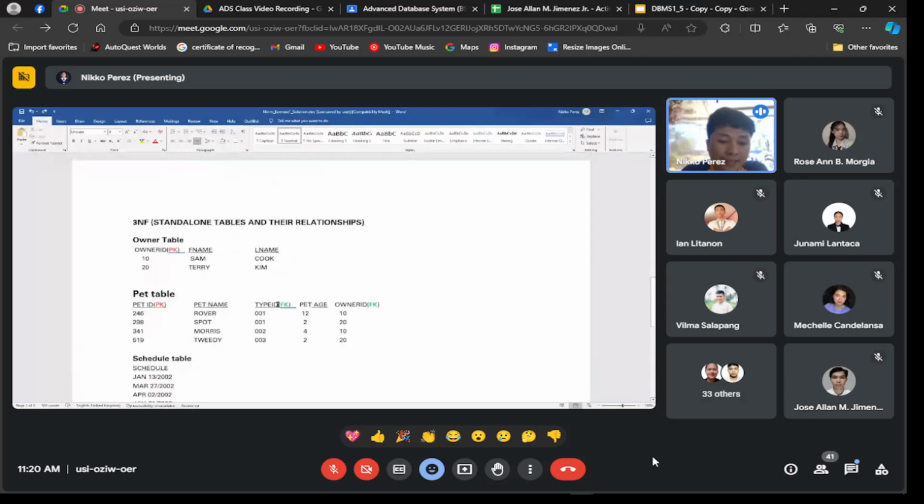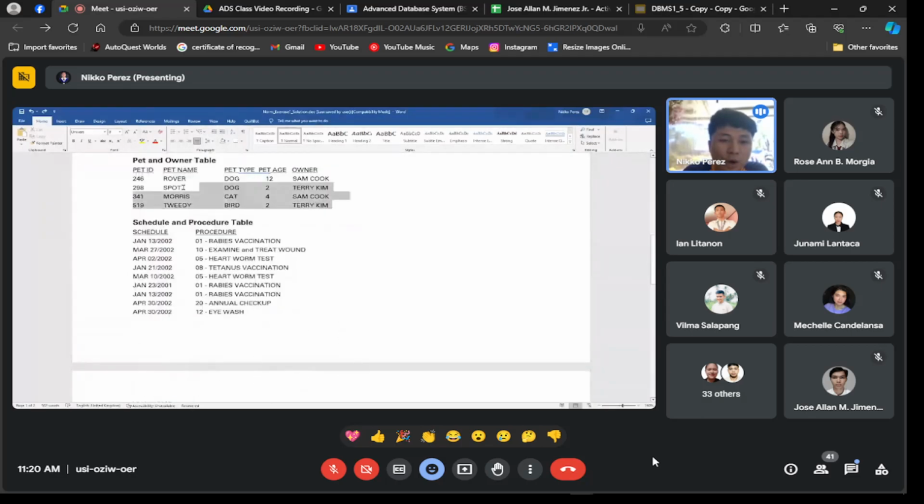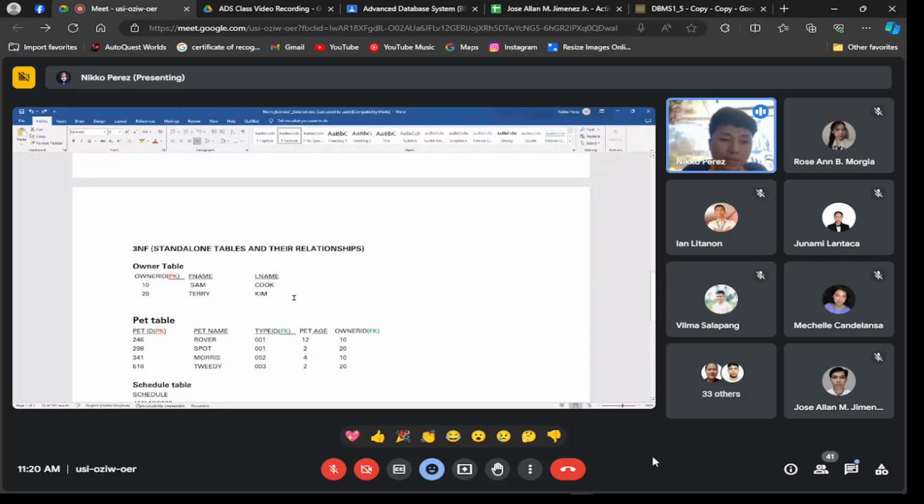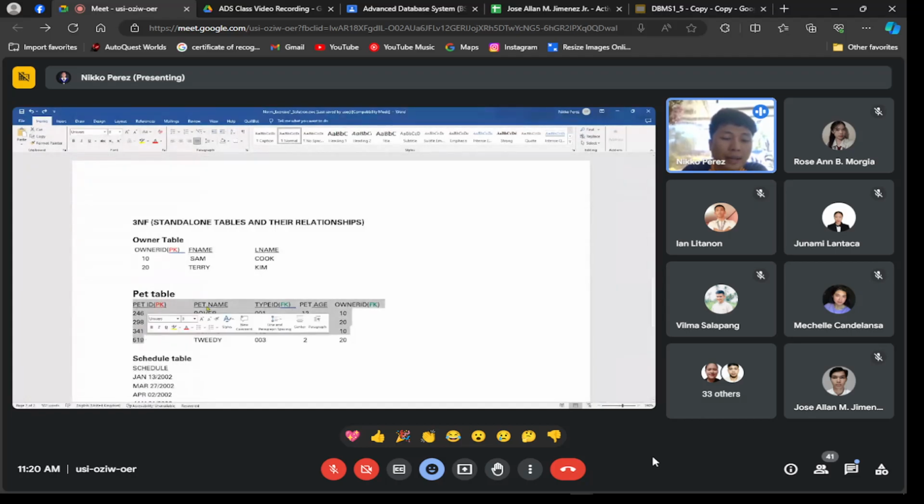So if we go back, since we saw it in the second normal form, we use the previous normal form as a reference. We saw that the owner can be made into a separate table. So in the third normal form, it should be stand-alone. We made the owner table with the first name and last name. Okay. Then, of course, the pet table. In the pet table, we put the pet ID, the name of the pet, and the age of the pet, together with the owner ID.